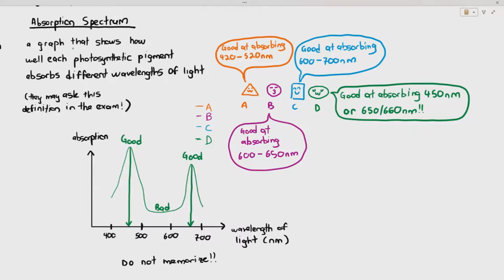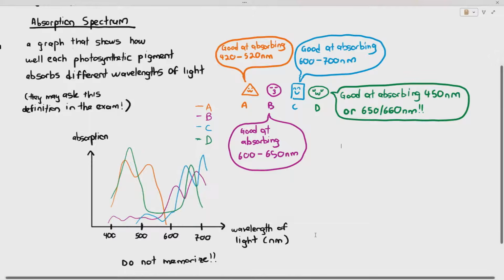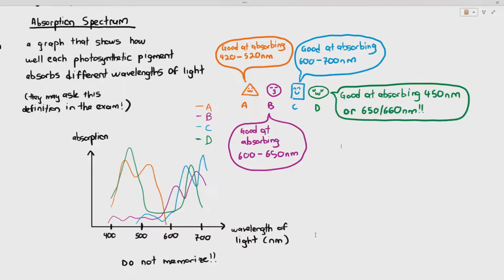So what I'm just trying to tell you here is the graph tells you which pigments absorb which wavelengths of light best. It's as simple as that. Now, why do we have to care about their absorption spectrum? Well, the reason is as follows. The more light the pigment absorbs, it will increase the rate of photosynthesis because it drives the light-dependent reaction, it produces ATP and reduced NADP, which will then be used in the light-independent reaction. It is as simple as that.